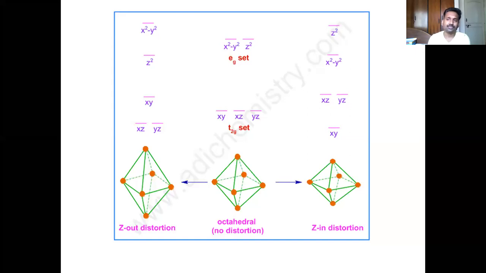Jahn-Teller distortion, JT distortion. Now, when JT distortions happen, question to you: is the symmetry reduced or maintained? Example, in an octahedral symmetry, JT distortion is happening. Is the symmetry reduced or retained? Reduced. Good, yes, reduced.